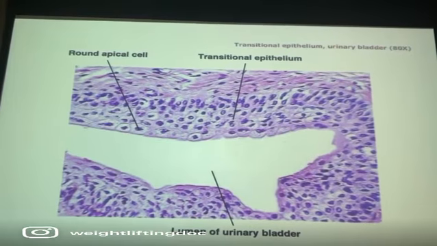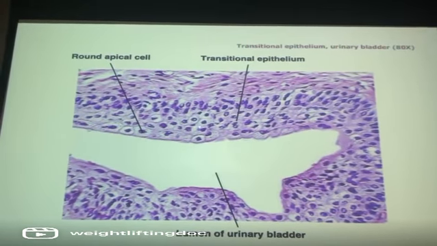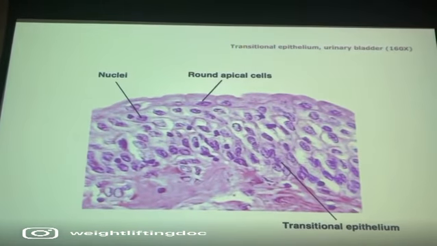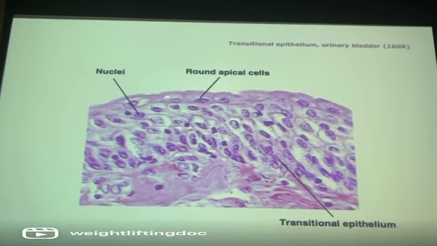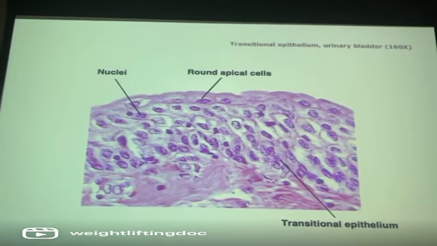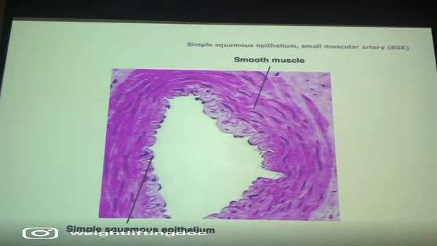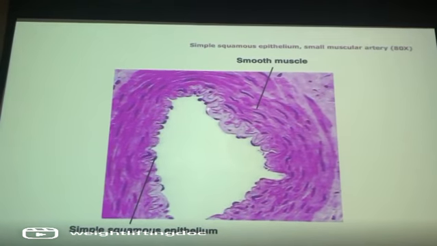Here's another example of that. This isn't my favorite example because you can't see the rounded edges as well on this, but this is another example of transitional. Then you have this one here, which you can kind of see again, those dome-shaped cells that we're looking for. As it starts to stretch, they become more flattened out, but we look for the dome shape throughout.